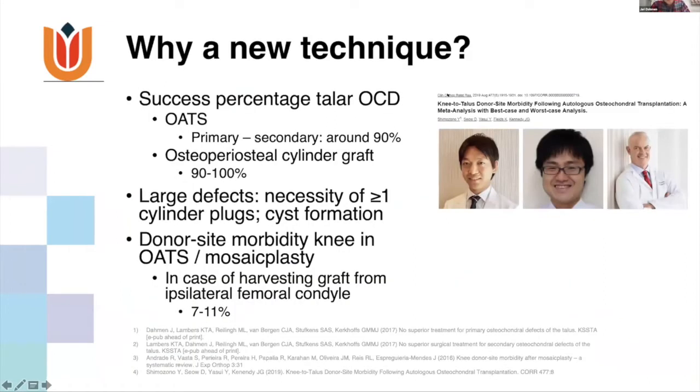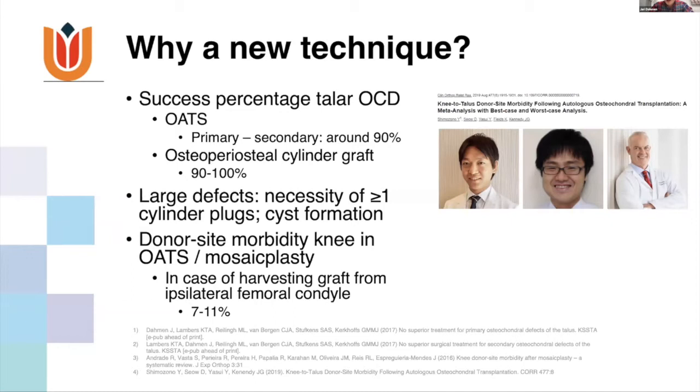And then we should wonder, why do we actually need a new technique for this indication? Because there's a lot of different surgical options readily available worldwide. First of all, the OATS. In our own analysis, we found that the OATS have a success rate of around 90% for both the primary and secondary lesions, and the osteoperiostal grafts as well. The cylinder grafts, these have success rates of 90%.